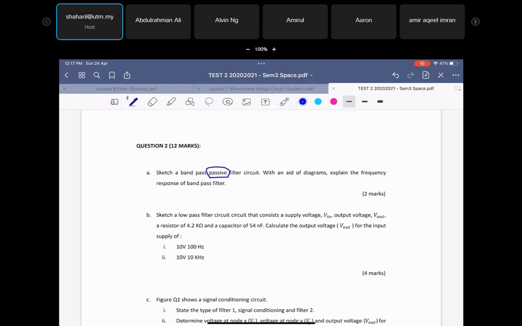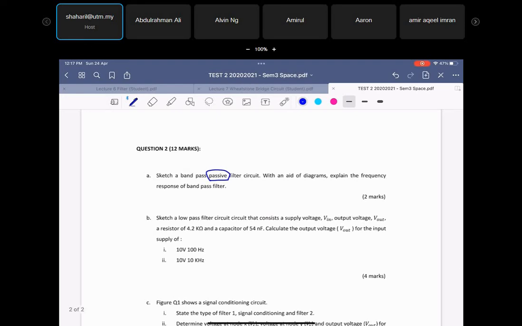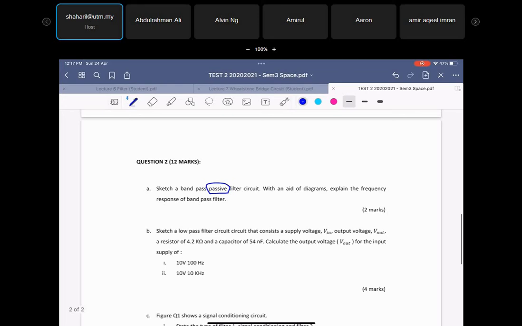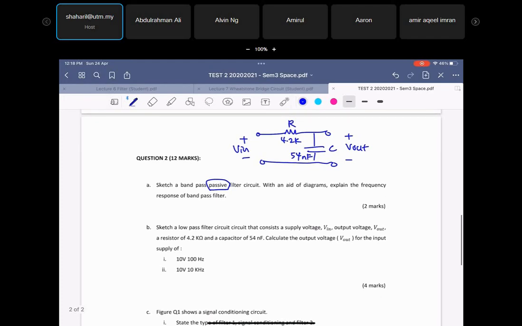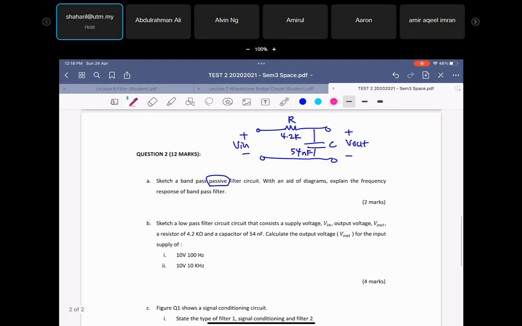Sketch a low pass filter circuit that consists of a supply voltage V in, V out, resistor 4.2 K and capacitor 54 nanofarad. Calculate the V out for the input supply of 10 volt and also 10 hertz, 100 hertz. So in this one, we know that for the low pass filter, the output will be at the capacitor, right? Okay, so this is the V in. This R is 4.2 K, and C equal to 54 nanofarad. Okay, this is the V out. And from this one, we are also given the frequency of 100 hertz.